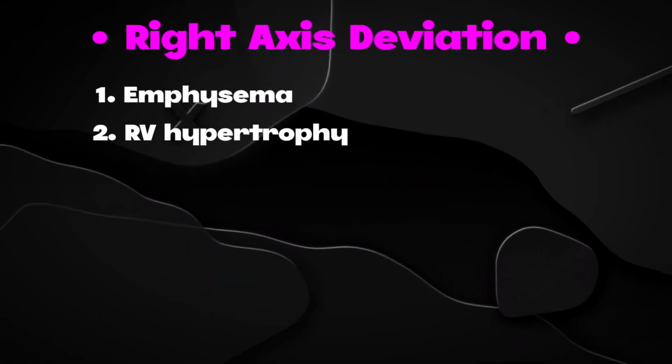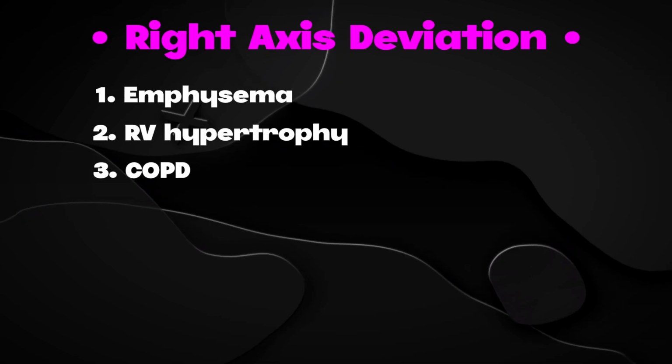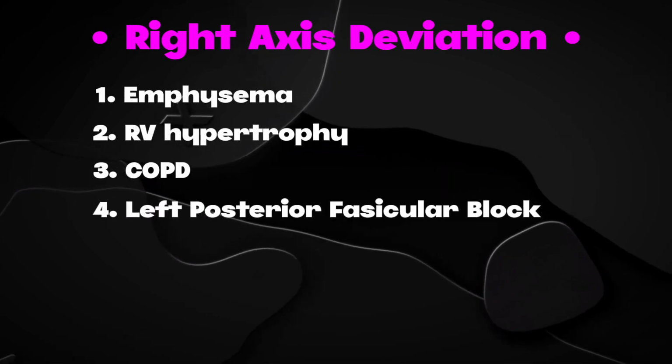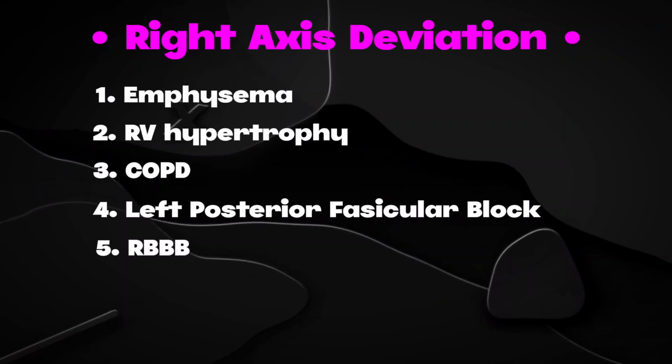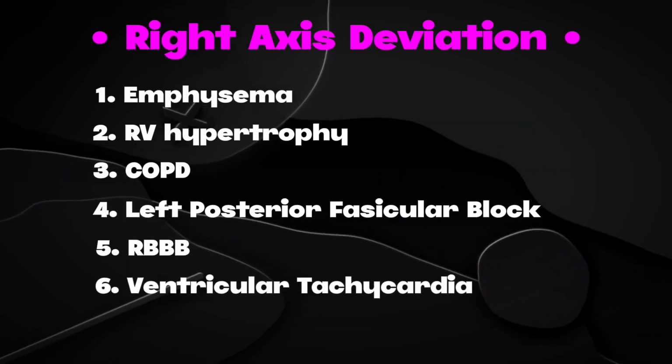Emphysema, right ventricular hypertrophy, COPD, left posterior fascicular block, right bundle branch block, and ventricular tachycardia are the causes of right axis deviation.